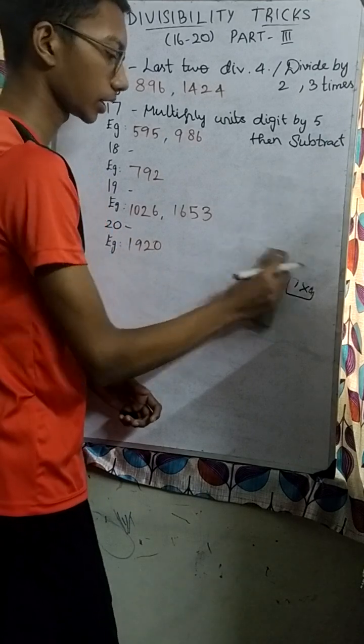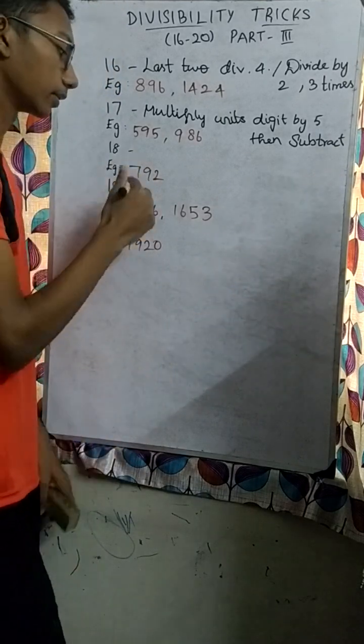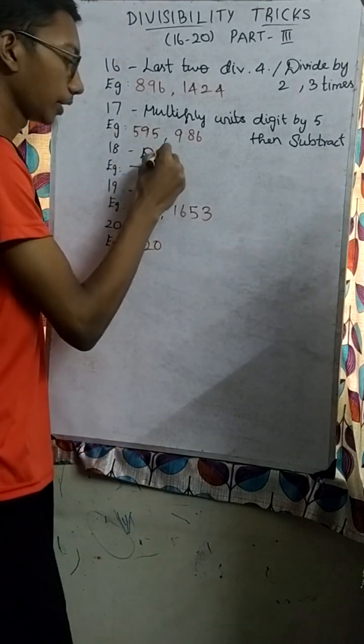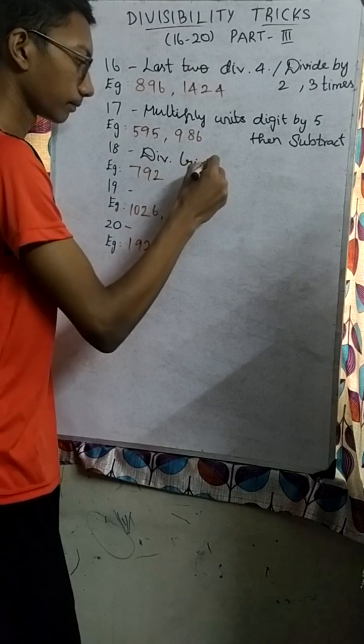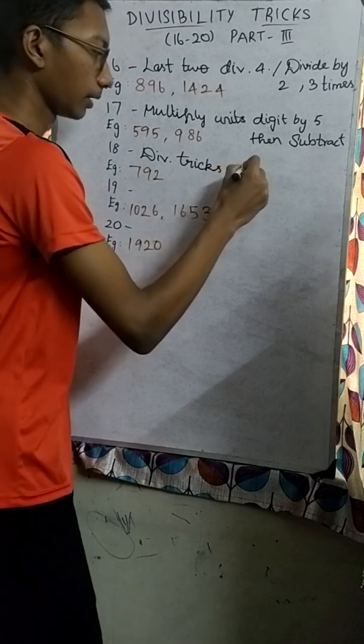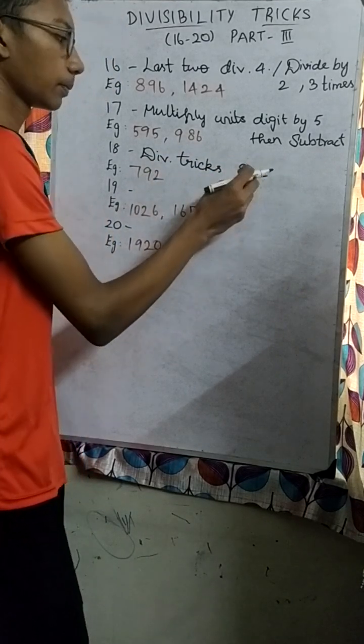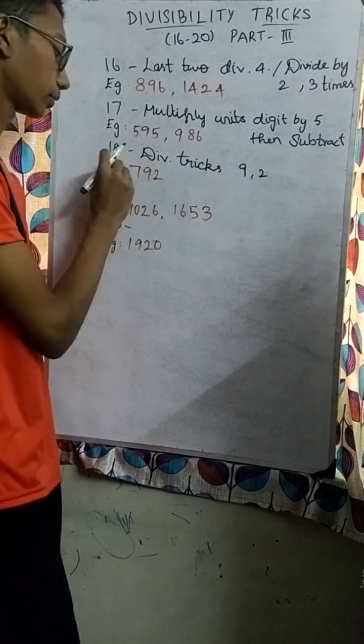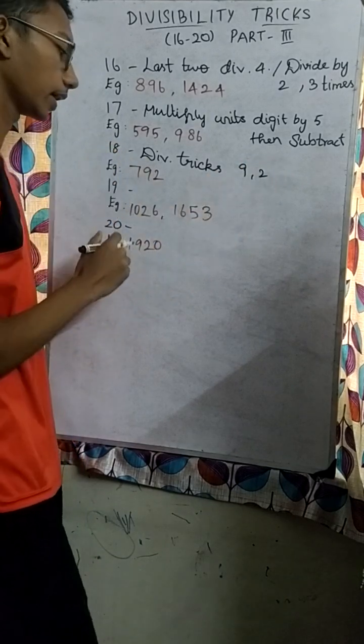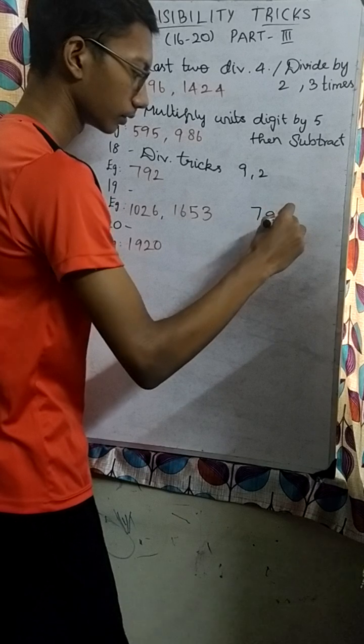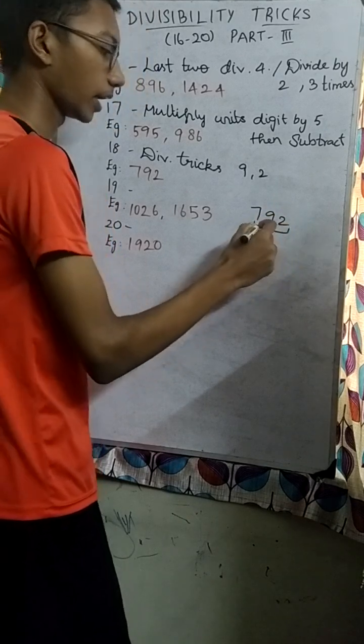Now let's get to the next number, that is the number 18. We need to apply the divisibility trick for the numbers 9 and 2. So just apply the divisibility trick for the numbers 9 and 2 to get the divisibility trick for the number 18. So the example we have here is 792.